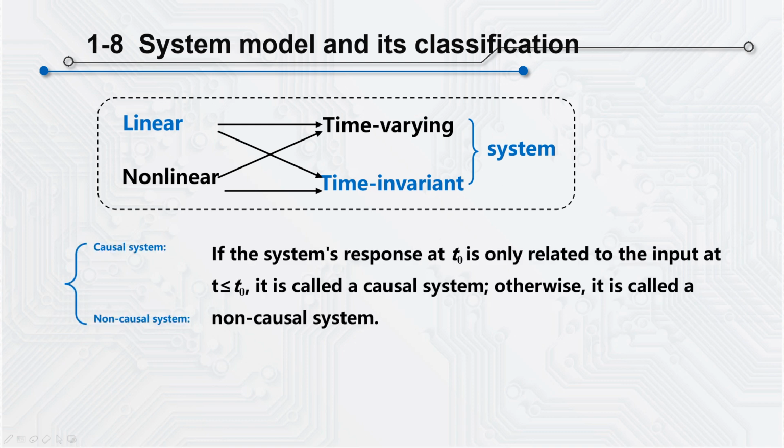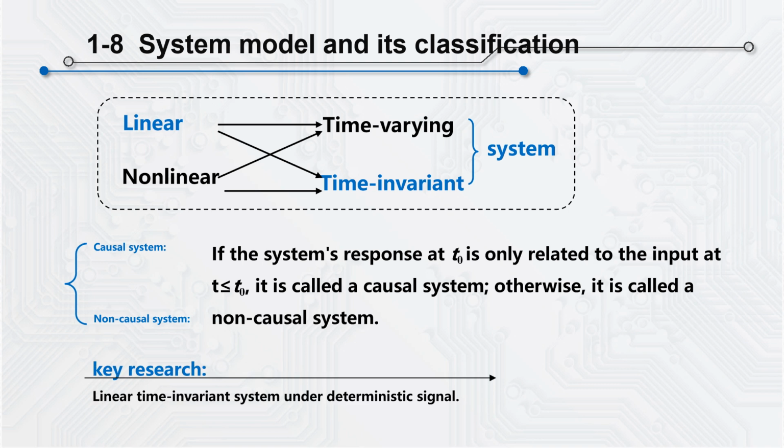In engineering, there are also causal system and non-causal system. If a system responds at t equals 0 and t is relevant to the input when t is less than or equal to 0, it is called a causal system. Otherwise, it is called a non-causal system. In other words, the output of the causal system always lags behind its input. This course focuses on linear time invariant system or LTI system under the action of deterministic signals.